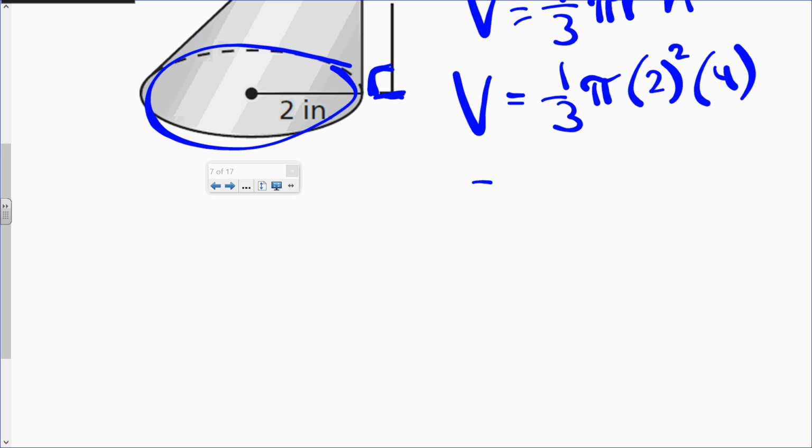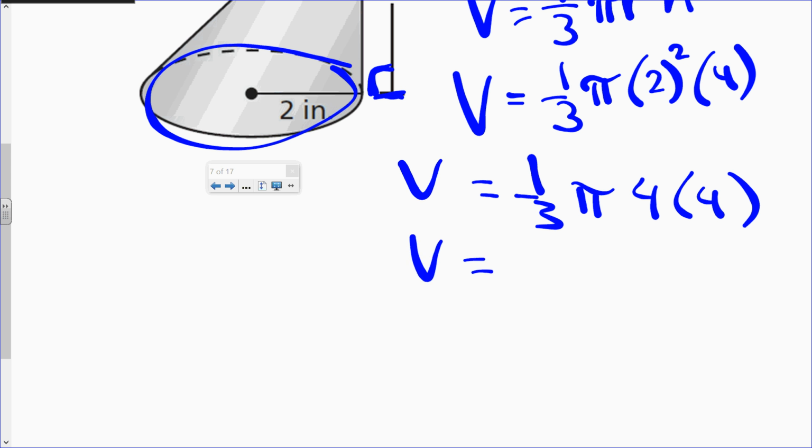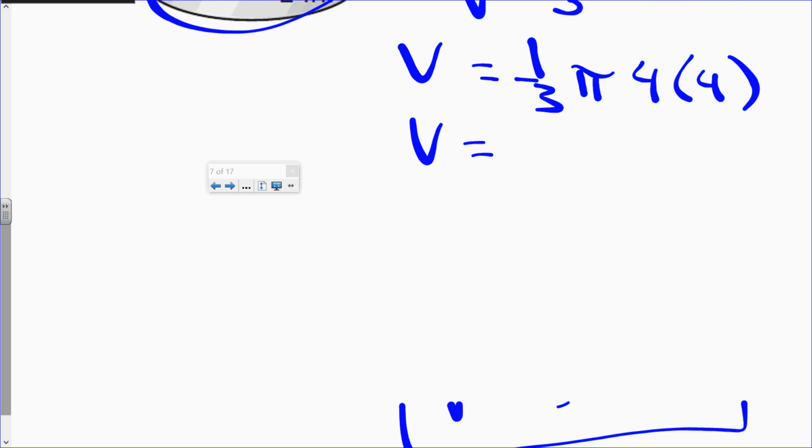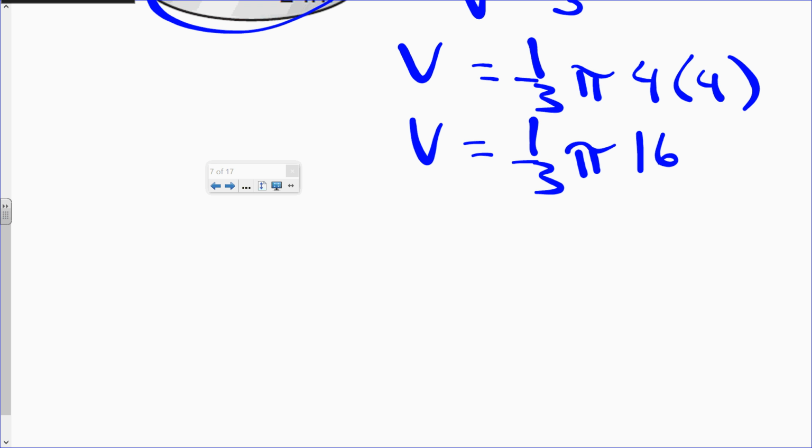So 1/3 pi, 2 to the second power, I want to say is 4 if my coffee has kicked in, times another 4. Again, I'm not replacing pi, so the volume equals, here we go, watch this. The volume is 1/3 pi times 16, right? 4 times 4 is 16.